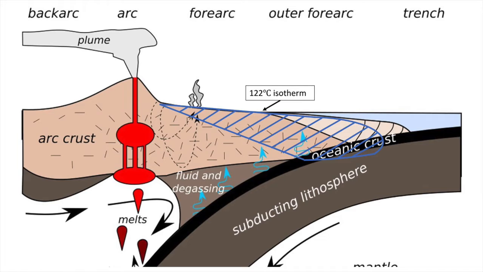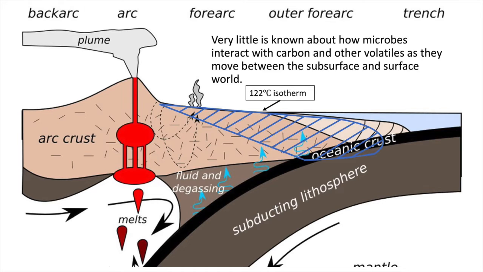Now, within the 122-degree isotherm of the subsurface of the subduction zone, we expect to find microbial populations. This 122-degree isotherm is based on the currently known upper limit of cell proliferation. As this volatile-rich fluid percolates up through the overriding plate, microbial populations living within the subsurface can use these volatiles to power the biosynthesis of CO2 into biomass.